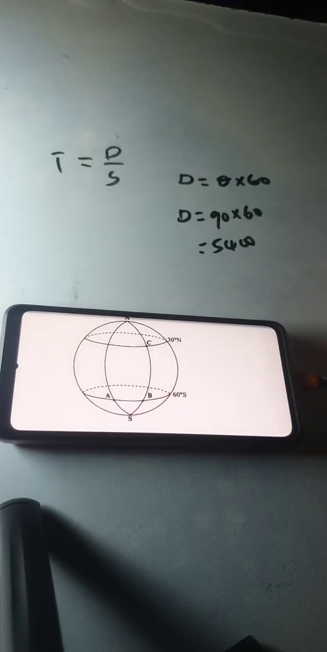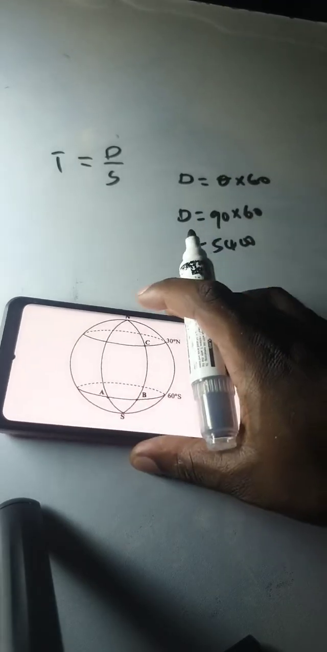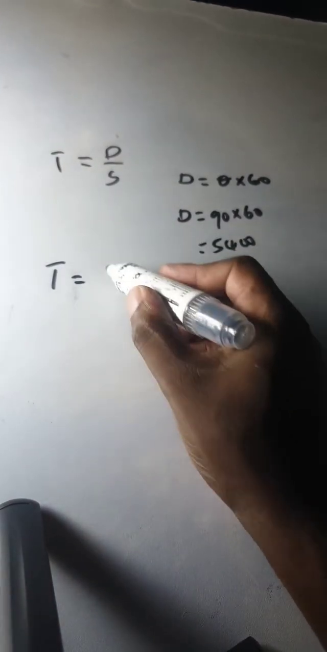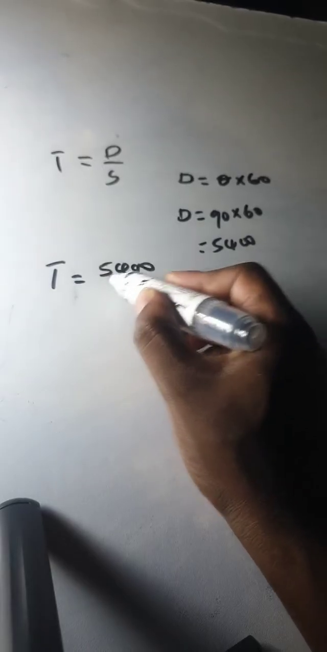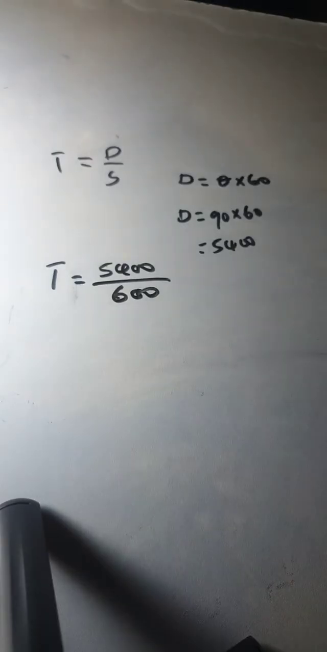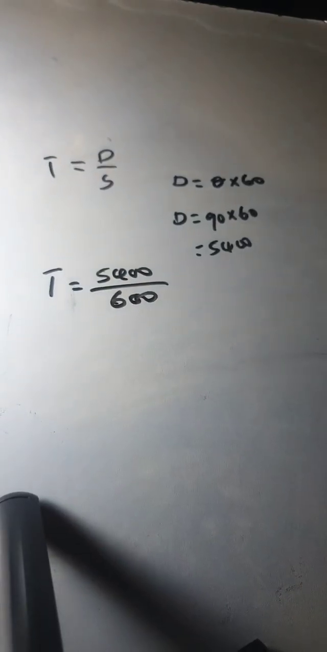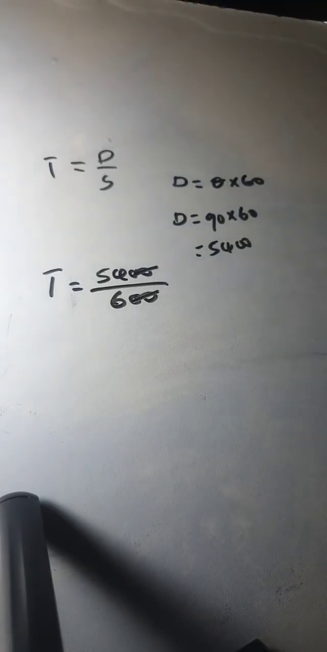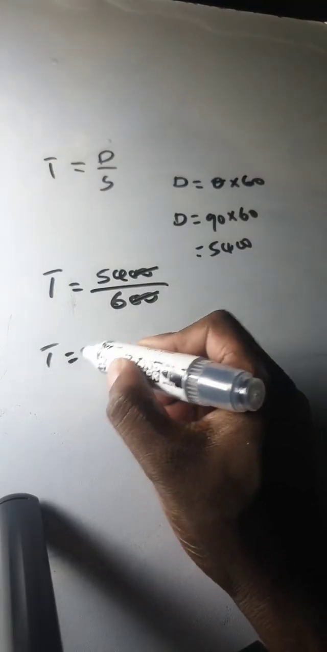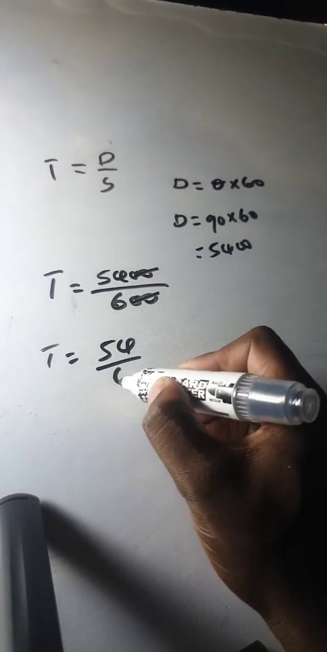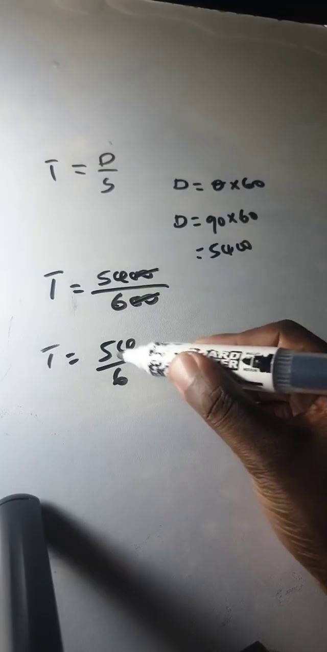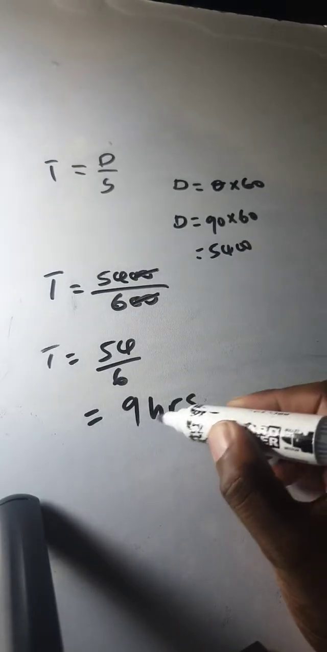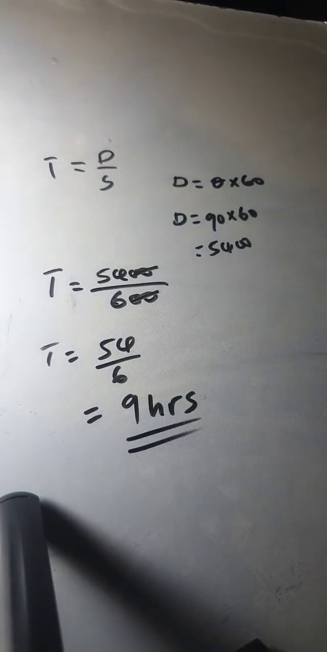Okay, so distance has been found to be 5,400. So what we'll do now, we'll say time is equal to distance, 5,400. Speed was given as 600 knots. So the zeros will cancel out. Okay, we divide by hundreds. Then we remain with 54 over 6. All right, then see how many 6 are in 54? They are 9. So it took the plane 9 hours to get from B to C.